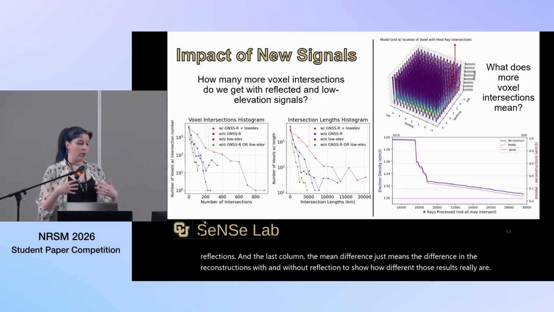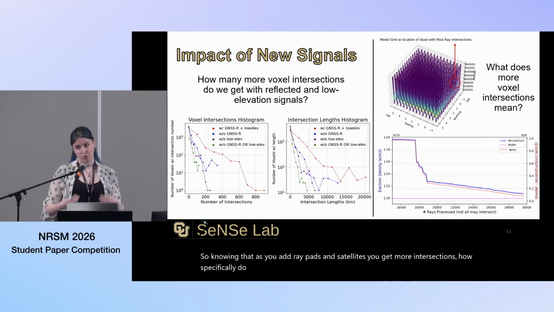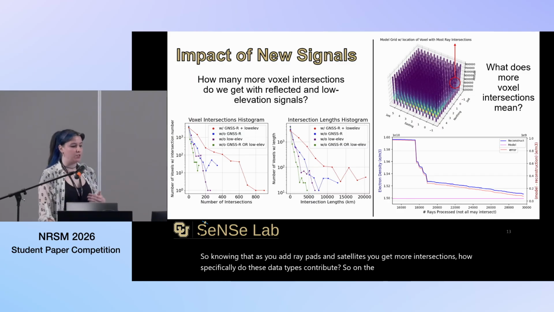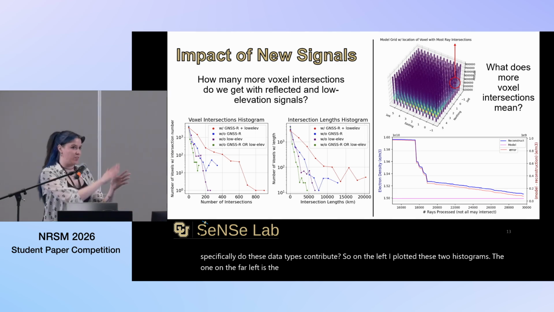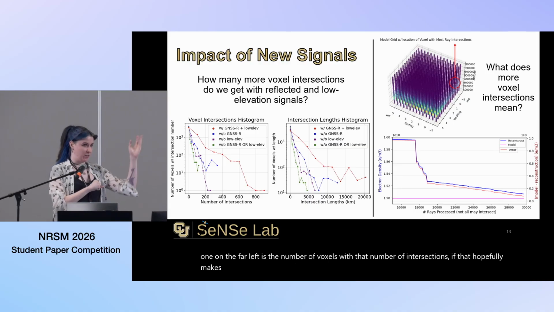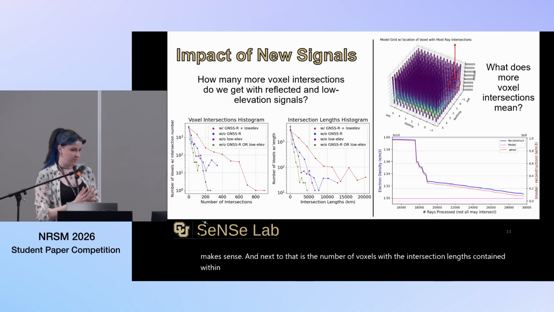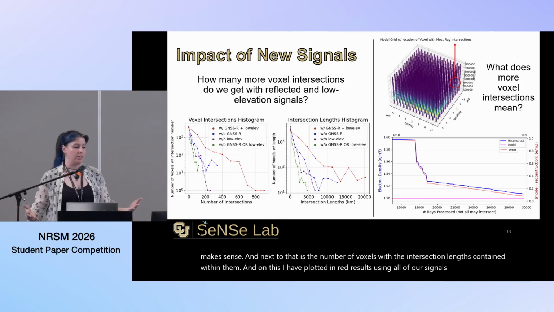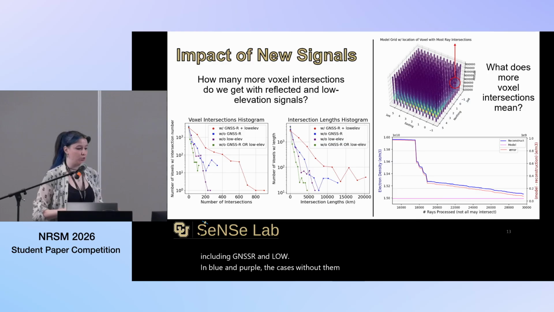So knowing that as you add ray paths and satellites, you get more intersections, how specifically do these data types contribute? On the left, I've plotted these two histograms. The one on the far left is the number of voxels with that number of intersections, if that hopefully makes sense. And next to that is the number of voxels with the intersection lengths contained within them. On this, I have plotted in red results using all of our signals, including GNSSR and low elevation. In blue and purple, the cases without them individually, and in green, without either reflection or low elevation.